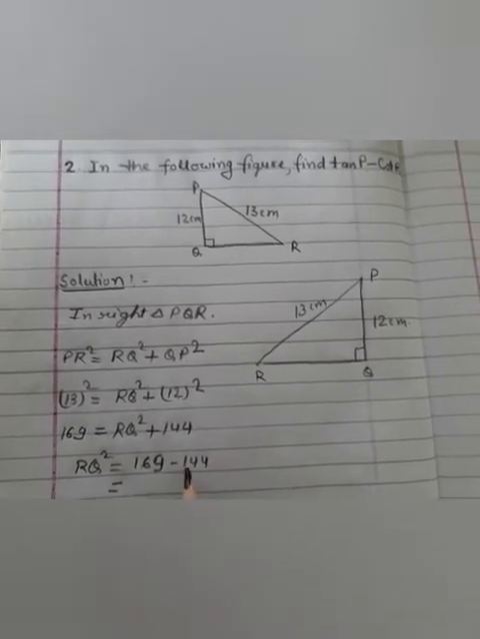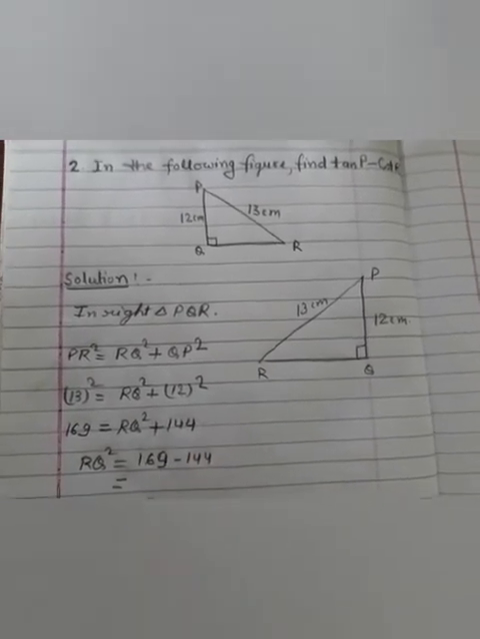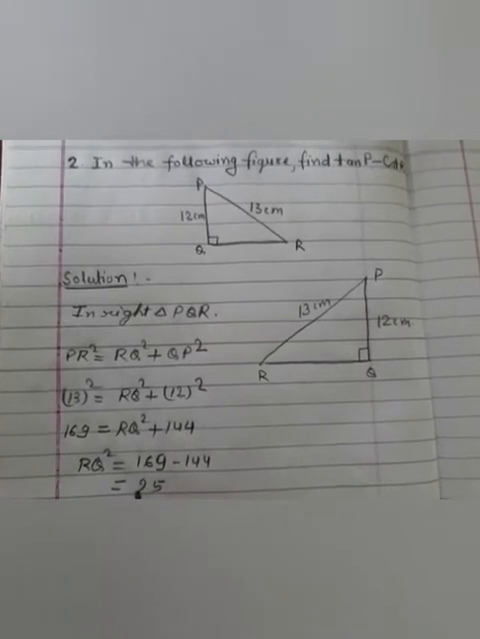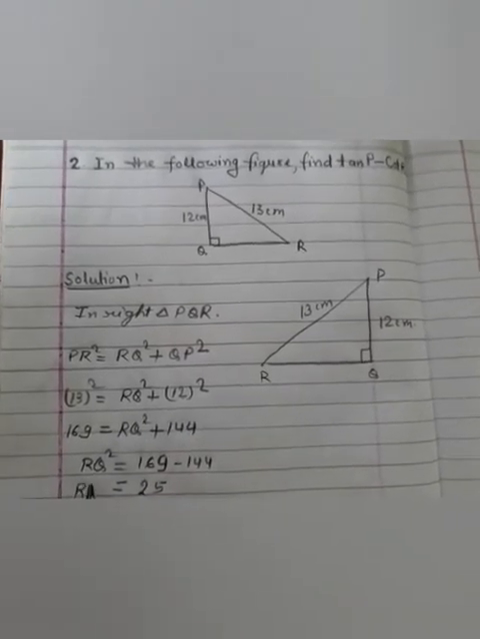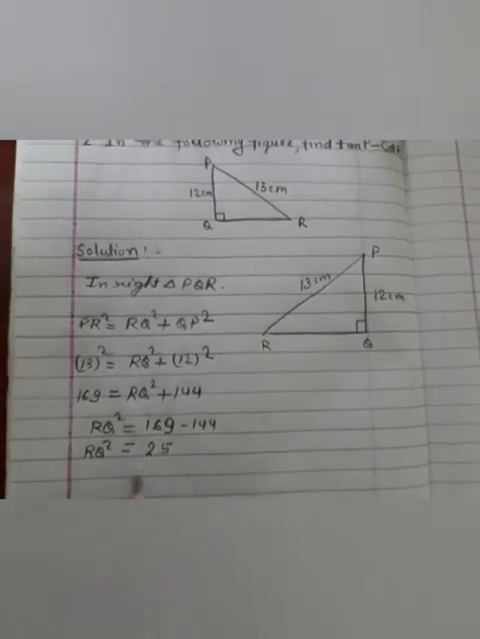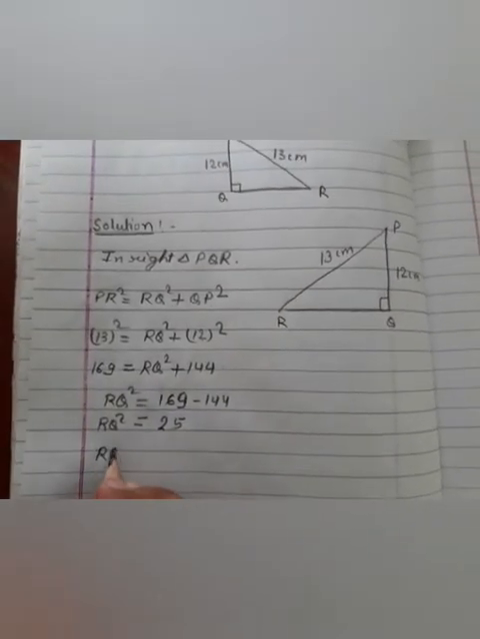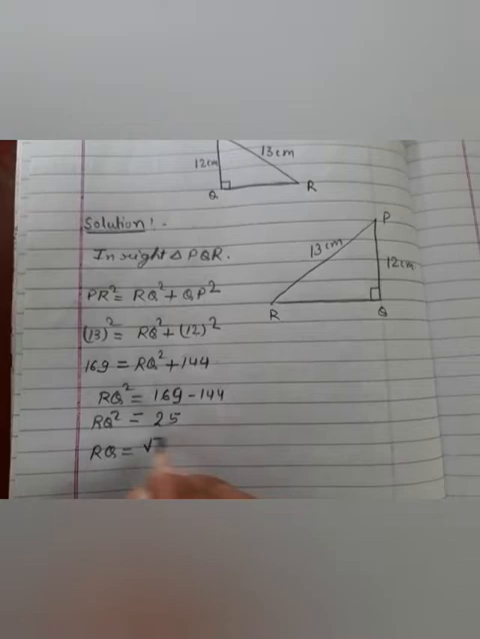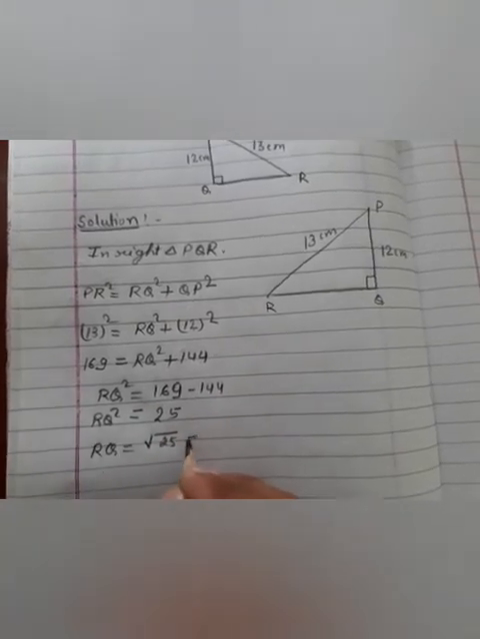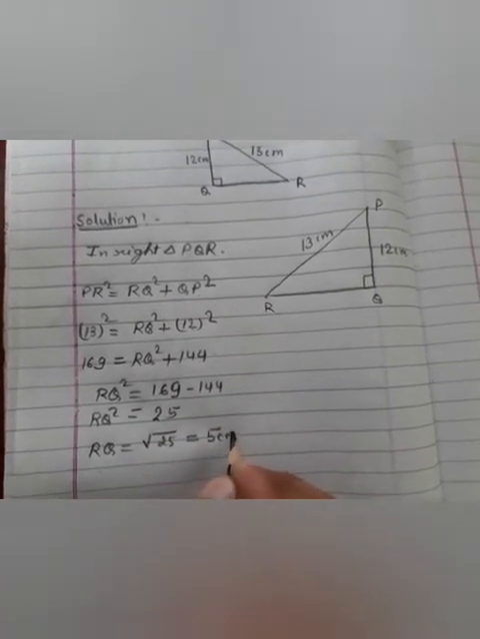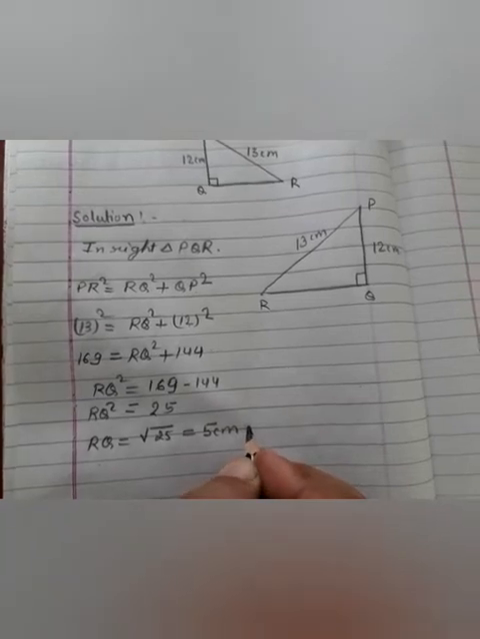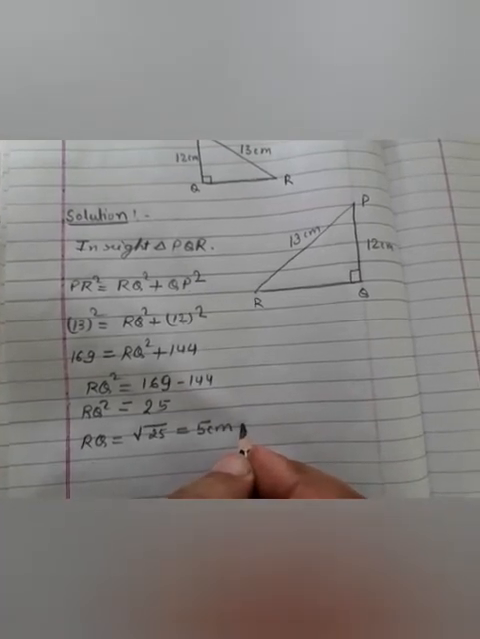169 minus 145. So what we get here? 25. So RQ square is equal to 25. So RQ is equal to root 25. We get here 5 centimeter. Clear? This one is 5 centimeter.